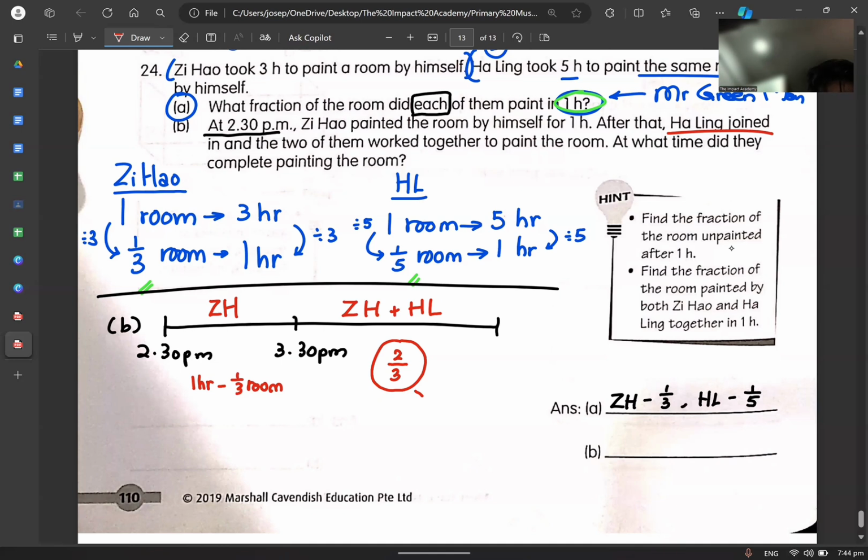Okay, so what we want to do right now is to count by the hour. So every hour, Zihao and Harin will do 1/3 plus 1/5. Am I making sense? Okay, since this is a calculator question, you can punch your calculator and find out what I get when I do 1/3 plus 1/5. Like, what do I get in 1 hour if they both decide to do it together? You understand what I'm saying?